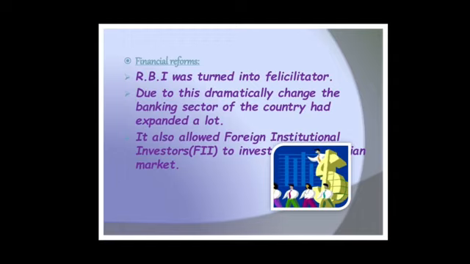Free play of the market forces has thus led to the emergence of private bankers, both domestic as well as international, in the Indian banking system. Liberalization has also allowed foreign institutional investors like merchant banks, mutual funds, etc. to invest in Indian financial system.